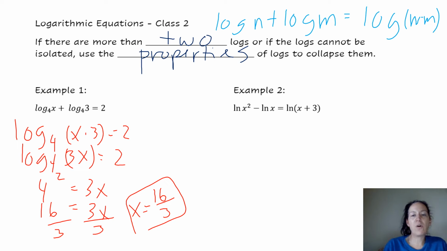In the example on the left, what do I have going on here? I have 3 natural logs, 2 of them being subtracted. I'm thinking of 3 different ways that I could do this problem, but I'm going to try to keep this as clear-cut for you as possible. So: natural log of x squared minus natural log of x equals natural log of x plus 3.